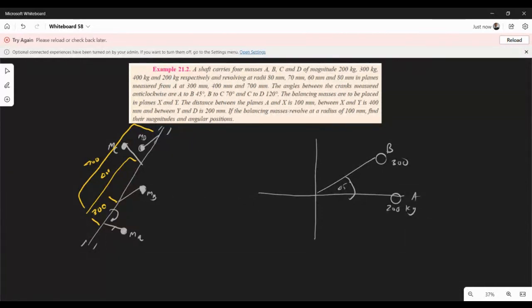And then we have, what's B to C? 70, right? So 70 plus 45, I think, will give us 115. So I think that's 115 here. That's C. It's 115, and that's 400. And then we have 120 degrees from C. So that's plus 120. That's 235. Okay. And that's 200 and then 235 over here.